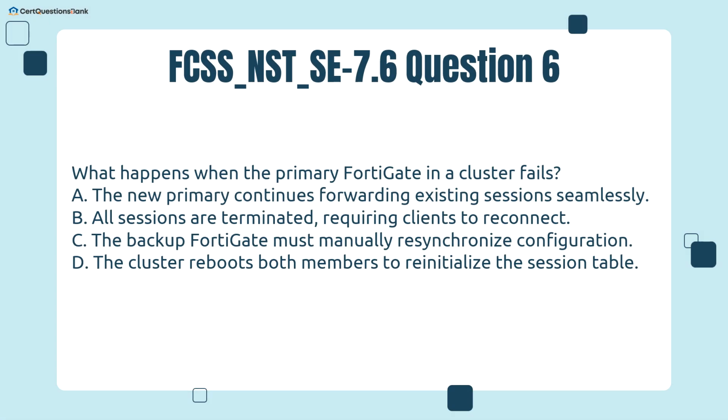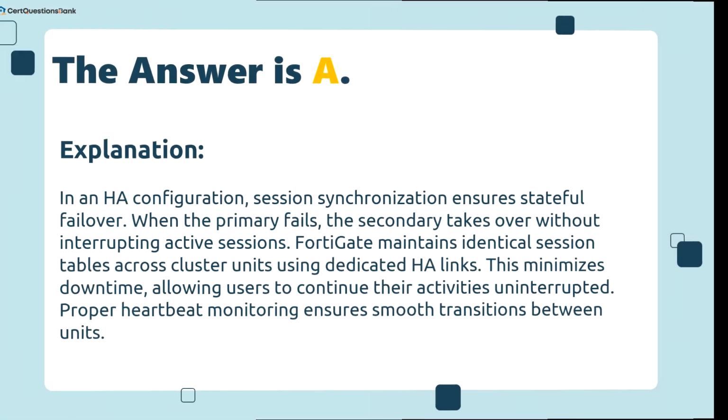What happens when the primary FortiGate in a cluster fails? A. The new primary continues forwarding existing sessions seamlessly. B. All sessions are terminated, requiring clients to reconnect. C. The backup FortiGate must manually resynchronize configuration. D. The cluster reboots both members to reinitialize the session table. The answer is A.